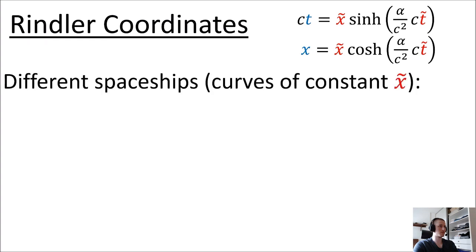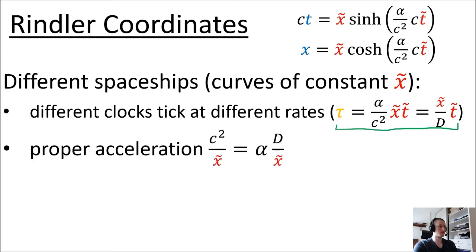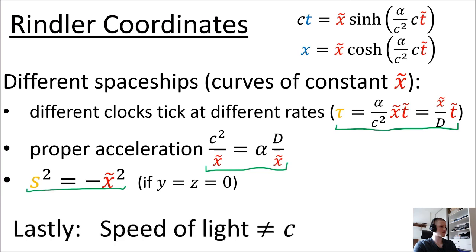In particular, I'm going to show that all clocks on the different accelerating spaceships will tick at different rates. In other words, each spaceship measures a different proper time from the others. I'll also calculate the proper acceleration for each spaceship. And finally, I will show that the formula for the spacetime interval s squared from the origin does not depend on time. At the end of this video, I'll talk about how the speed of light can have values other than c in Rindler coordinates.